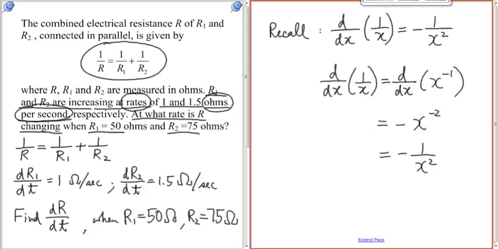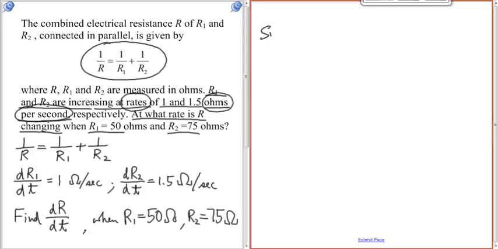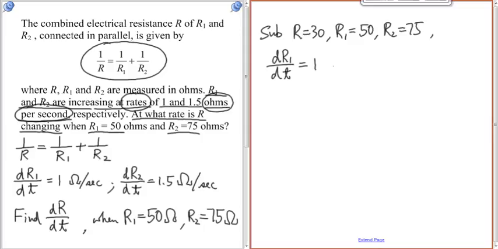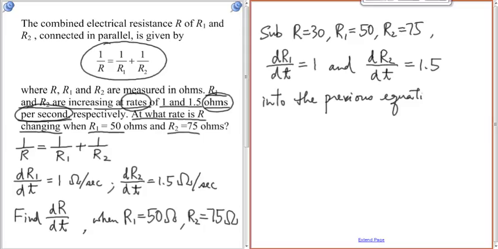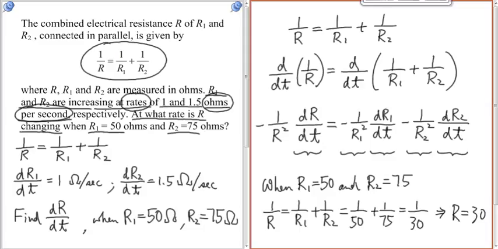So now we substitute R equals 30, R1 equals 50, R2 equals 75, dR1 by dt equals 1, and dR2 by dt equals 1.5 into the previous equation. We are talking about this equation.